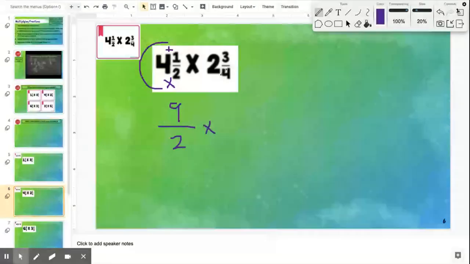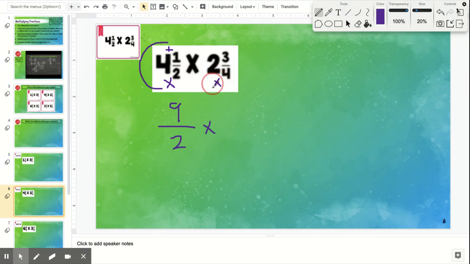Moving on to our second mixed number. 2 times 4 is 8. 8 plus 3 is 11. And then denominator stays the same. So this must be done before you actually start multiplying the fractions. Now we can do top times top, bottom times bottom. So numerator times numerator, 9 times 11 is 99. Bottom times bottom, denominator times denominator, 2 times 4 is 8.